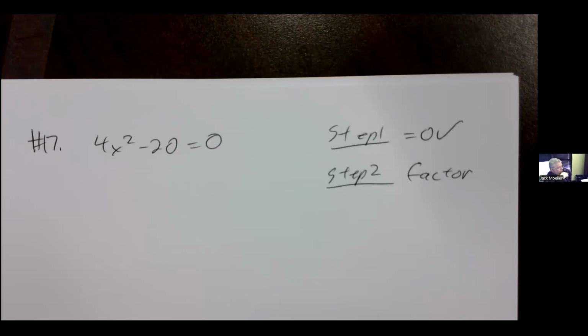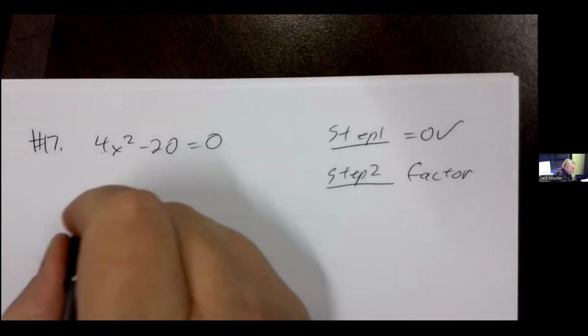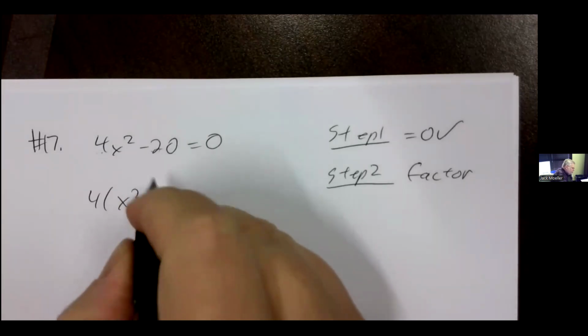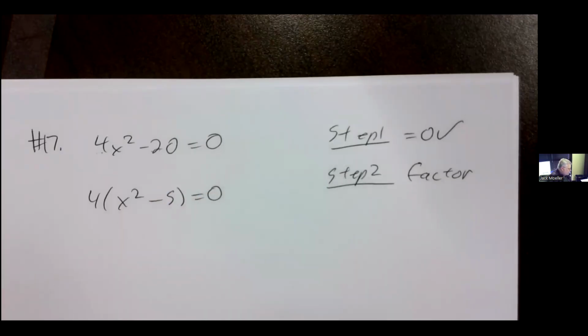Well, it's not a trinomial, so we don't have to worry about the reverse AC method. It's not 4 terms, so it's not factored by grouping. Is it a difference of squares? Well, it is a binomial with x squared, but 4 and 20 are not squares. So what that tells me is that's a GCF. And there's a GCF of 4 in both of those. Divide both of those by 4. We get x squared minus 5.